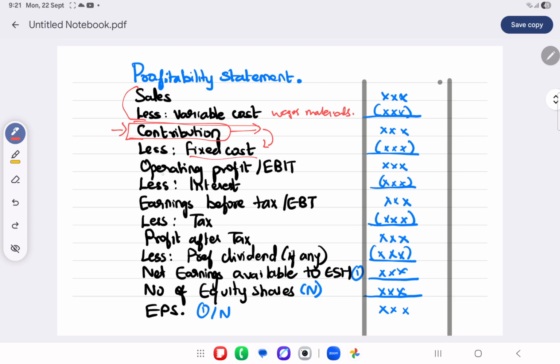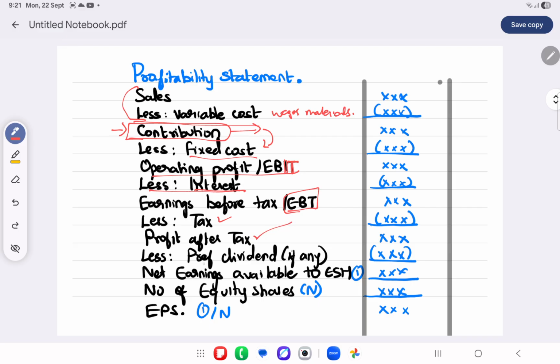After fixed cost is subtracted, we get EBIT or operating profit. After this we subtract interest. Here EBIT means earnings before interest and tax. We have still not subtracted interest and tax. When we subtract interest we get EBT, earnings before tax, less tax, we get profit after tax.